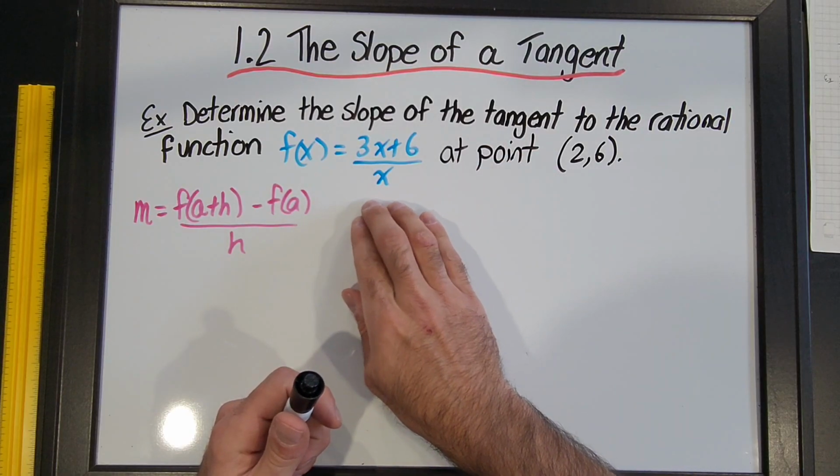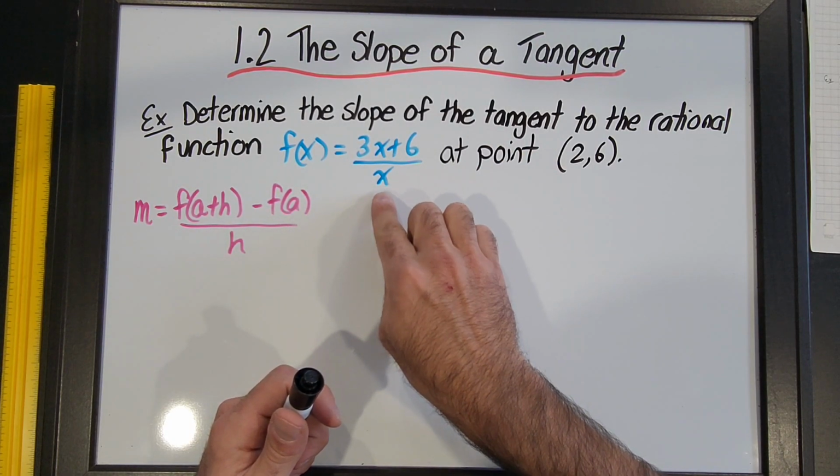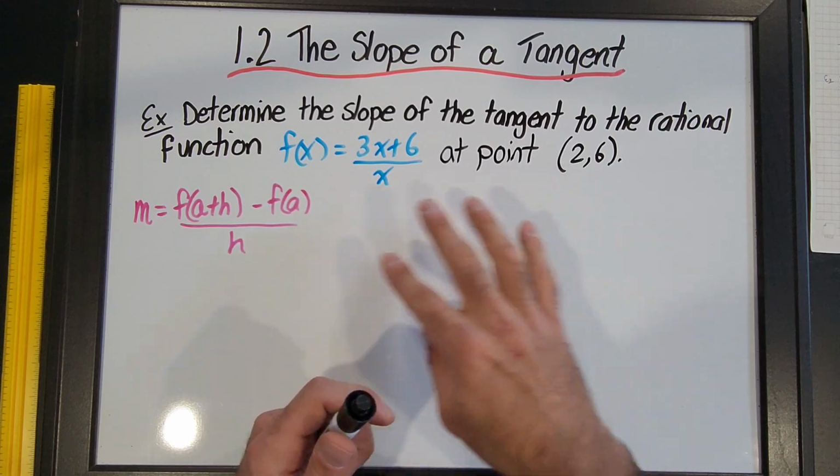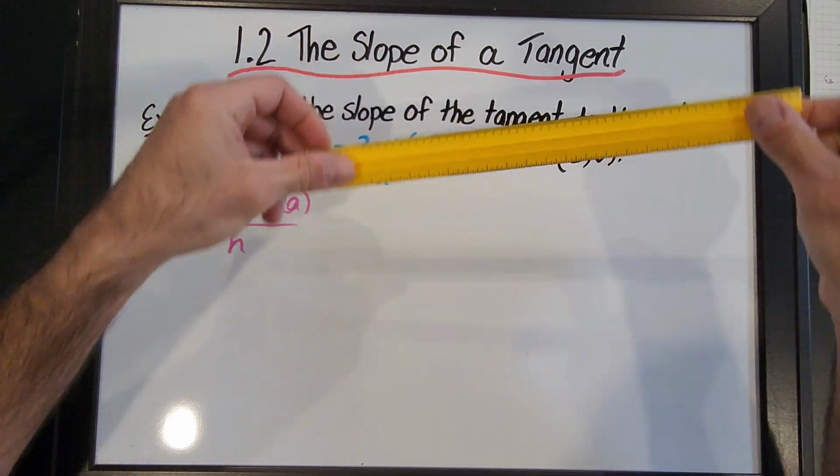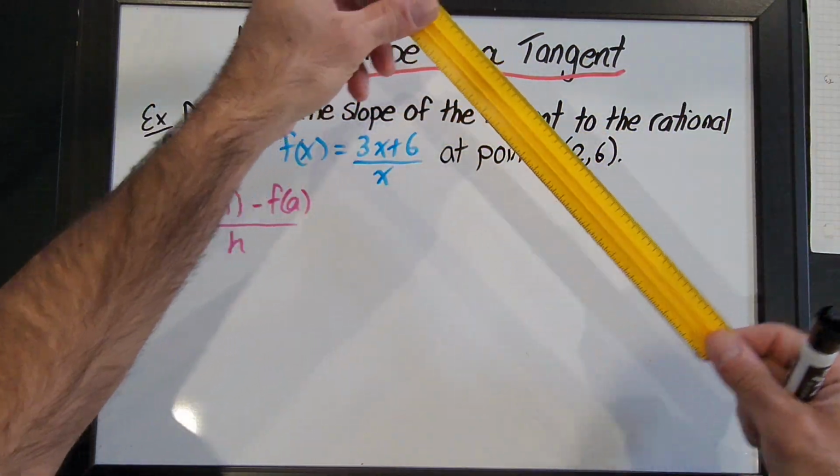We're going to use a rational function here. We want to find the slope of this tangent at this point. So however this function looks, at that point, there's going to be a tangent, and we don't know how it looks, and we don't know what the slope is. But we have to figure it out.